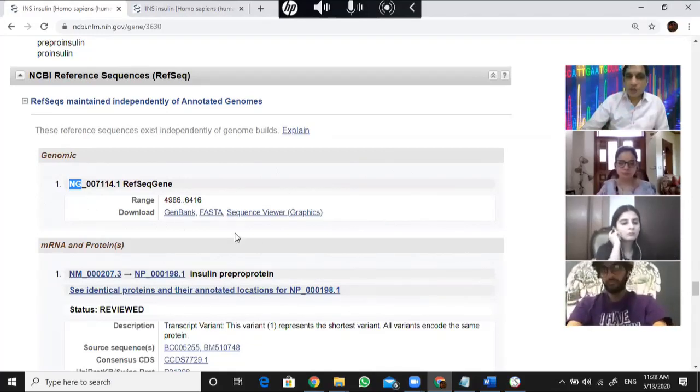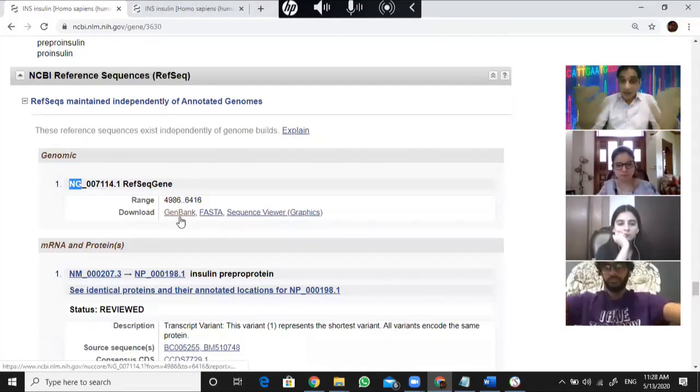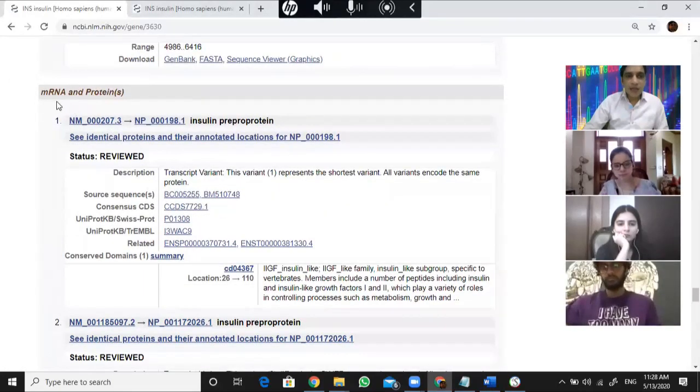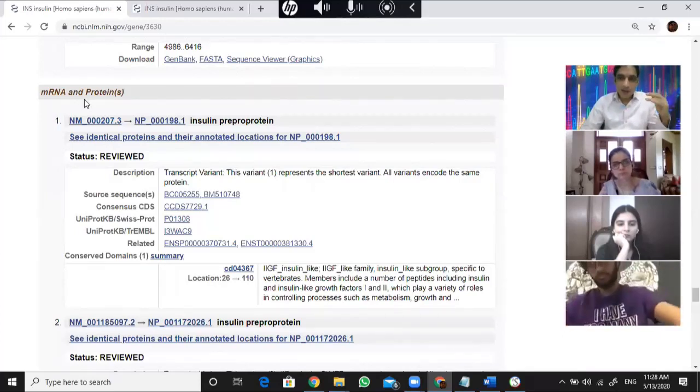You can get the sequence in GenBank in FASTA format. There are different formats. You can get the sequence of the insulin genome out of it. But this is not the agenda. This is not the purpose at this time. Then the next is messenger RNA and protein. This is where I want you to look. What was our original purpose? We want to get the sequence of nucleotides which belongs to the gene called insulin.